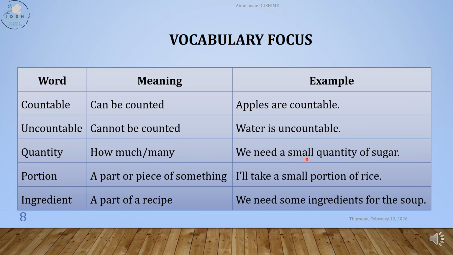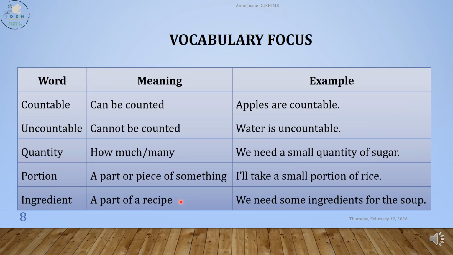We need a small quantity of sugar. Quantity means the amount you want, the level of thing you want. When you say we need a small quantity of sugar, small is defining the quantity. Portion means a part or a piece of something. I will take a small portion of rice, means I will take a small part, a small piece of rice.